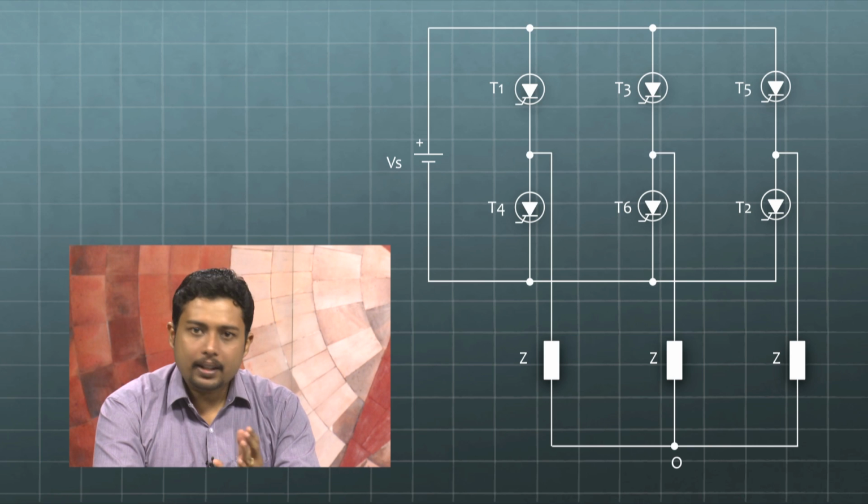Let us consider the switches to be thyristors. The thyristors are numbered in this fashion, that is T1, T3, T5 in the upper group and T4, T6, T2 which constitutes the lower group. The diodes are also numbered accordingly.